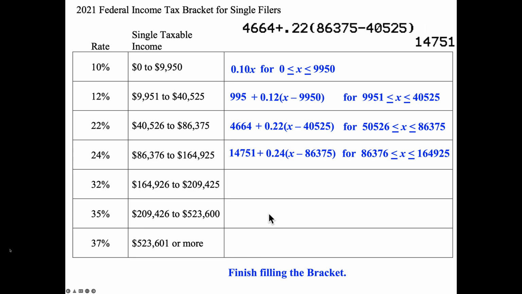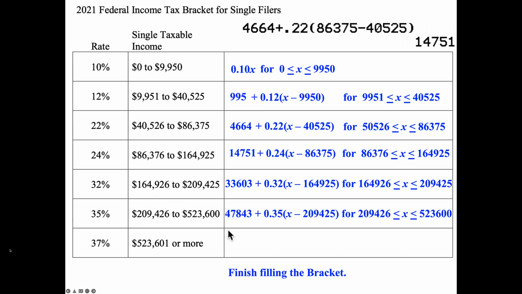All right, welcome back. So the next line, 33,603 plus 0.32 times x minus 164,925 for that tax bracket. The next maxed out value, 47,843, then plus 0.35 times x minus 209,425. There's my domain restriction, maxing all of them out until here.